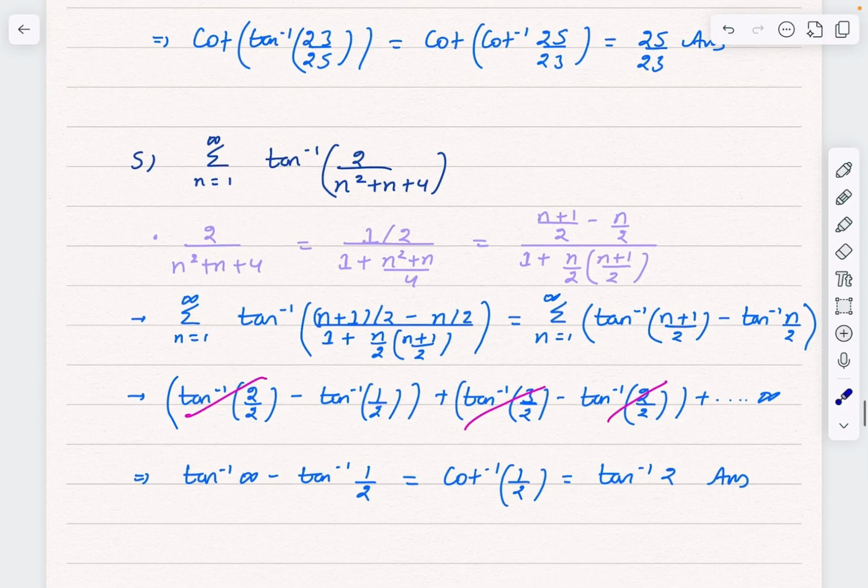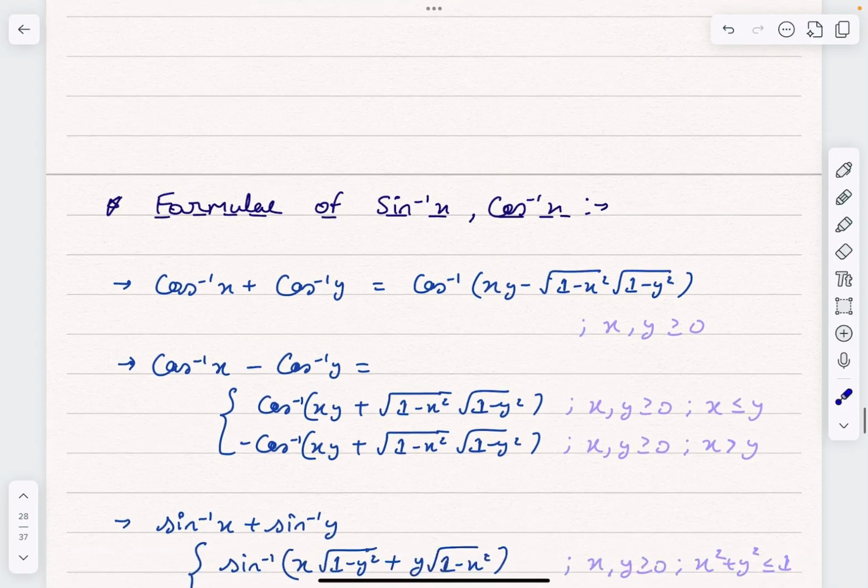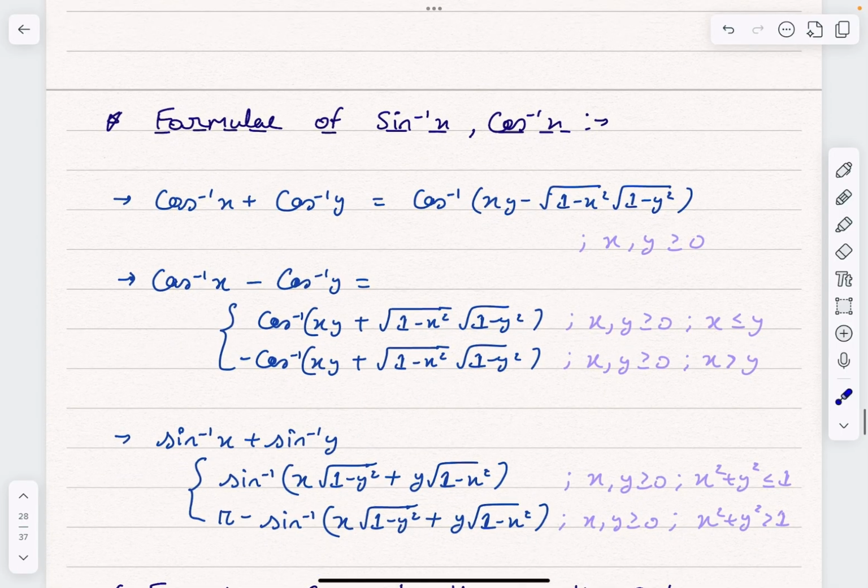I hope it is clear, guys. Next, like I told you, these are extra formulae, but you just need to see them. No need to mug up anything. We rarely use this. Just for the completion of the topic, I've written here. Otherwise, I never use them.